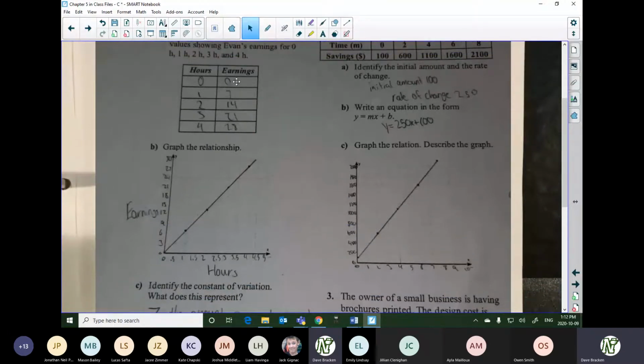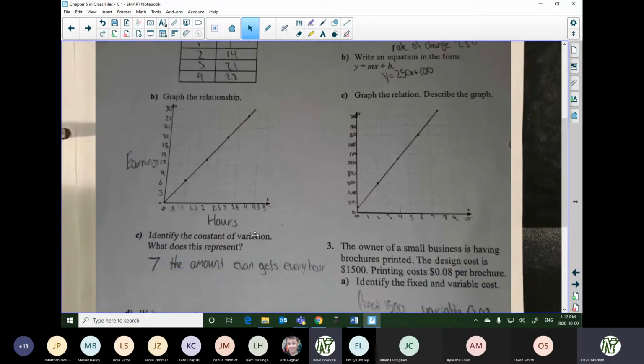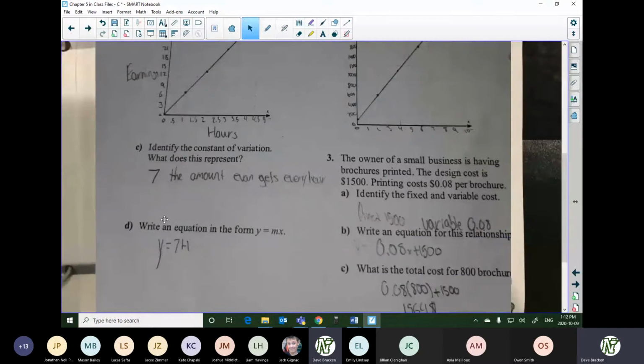When you're going up by 7s, sometimes what I would do is go every 2, up by 7, up by 7, and then you know you're right on a line every time. It's something you can do, but I like how this person went up by 3s, and they were very accurate with their plotting. Identify the constant of variation. That's 7. It means every time you babysit another hour, you get paid $7. And what's the equation? y equals mx. So y equals 7h.